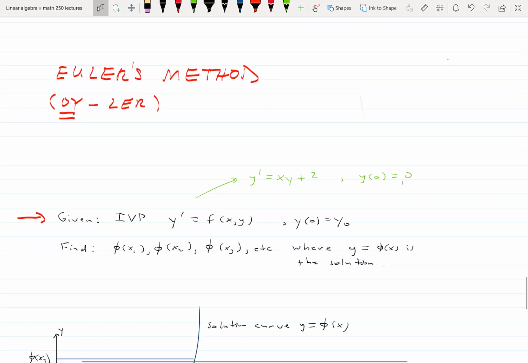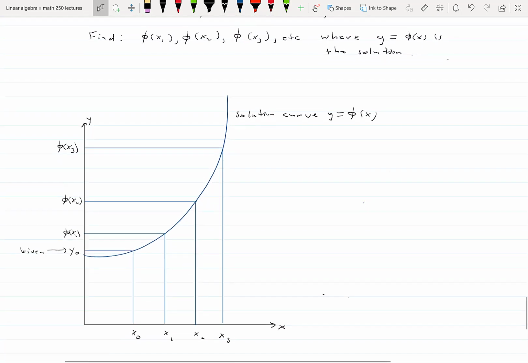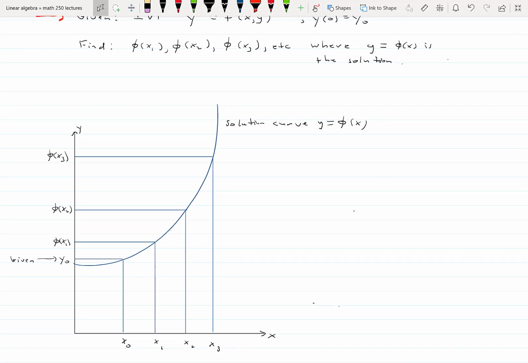So what that means graphically is this. Get used to this picture for a second, just digest this picture. What I've got graphed for you is the solution curve. Suppose we have the solution y equals phi of x, the theoretical solution, and we're interested in phi of x1, phi of x2, phi of x3, etc. But we're not interested in the solution curve, just the y values on the solution at those, let's say, 3 points to begin with. We're given one y value on the curve: the initial condition y of x naught equals y naught.